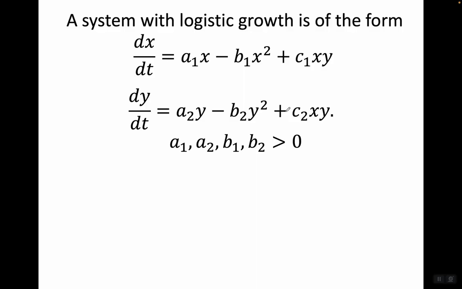A system with logistic growth is of this form. This is where dx/dt equals a1x plus b1x squared plus c1xy, dy/dt equals a2y minus b2y squared plus c2xy. This is where the a's and the b's are greater than 0.